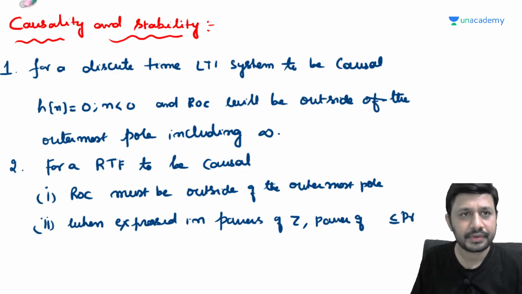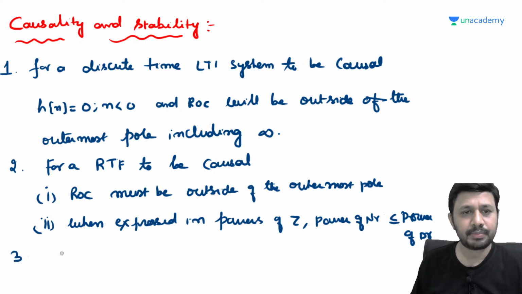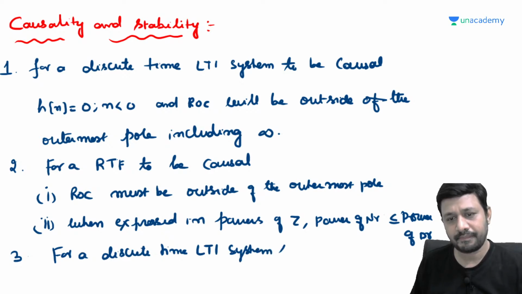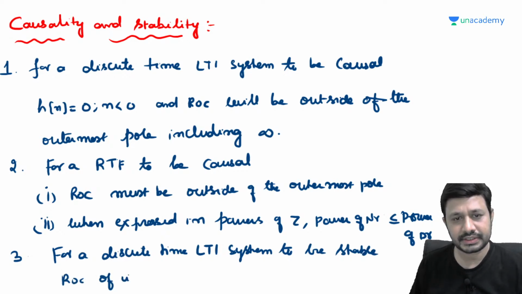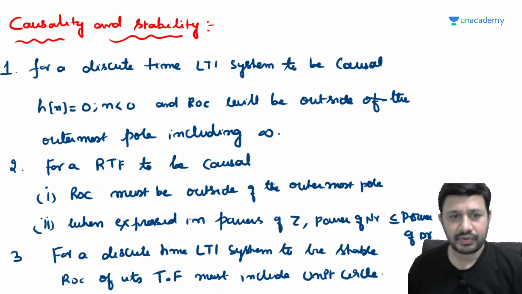Power of the numerator must be less than or equal to power of denominator. And the third point is, for a discrete time LTI system to be stable, what is the condition? ROC of its transfer function or system function must include the unit circle. If your ROC of your transfer function includes the unit circle, then definitely that becomes a stable system.